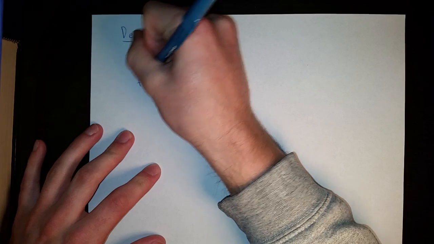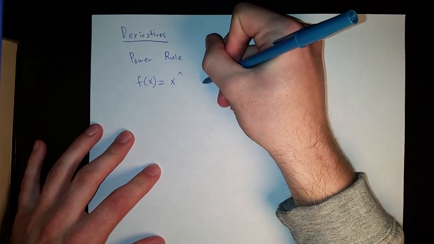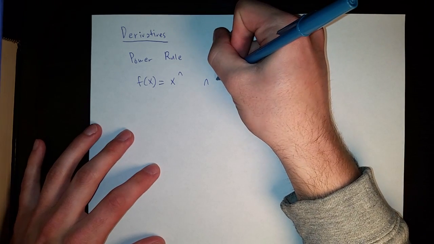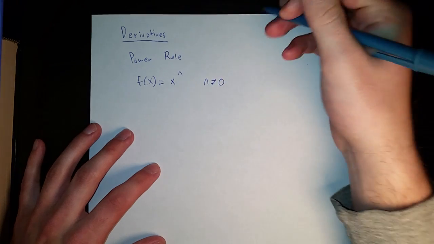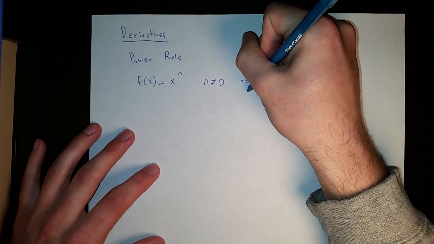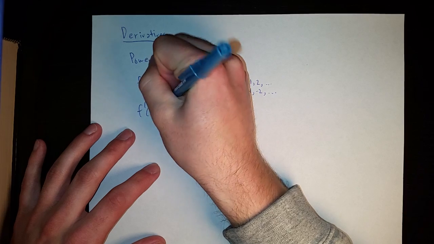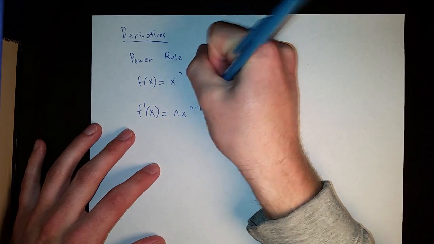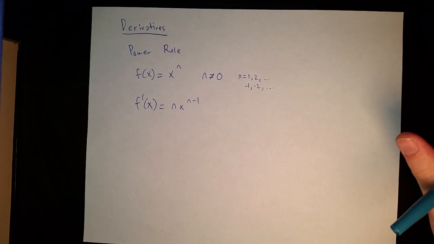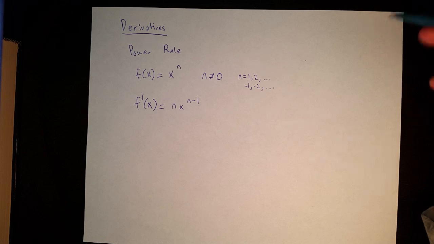The power rule states that if we have a function f of x equals x to the n, where n is any integer not equal to 0, so n equals 1, 2, n equals -1, -2, and so on, then the derivative is given by that. And so let's do some examples, and then we can talk about this a little bit more.